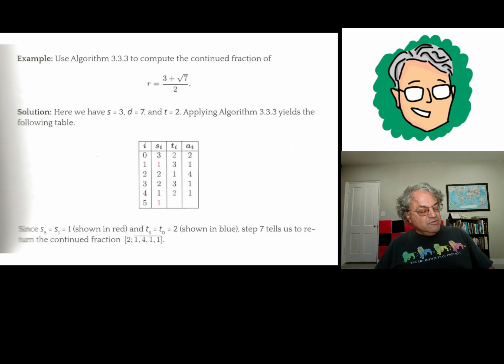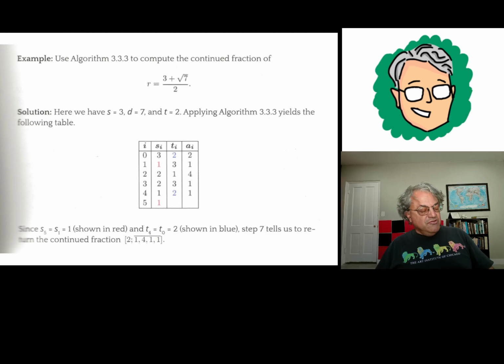And you see that s sub 1 is equal to s sub 5. They're both equal to 1. And also t sub 0 is equal to t sub 4. They're both equal to 2. That means our period was 4. And that means that the last 4 continued fraction coefficients, a sub 1 through a sub 4, all get repeated indefinitely.